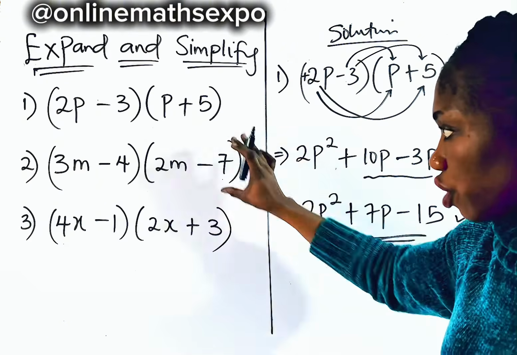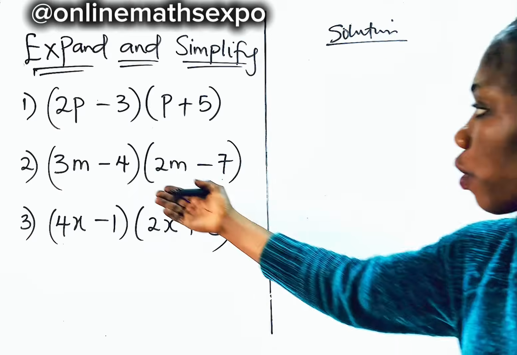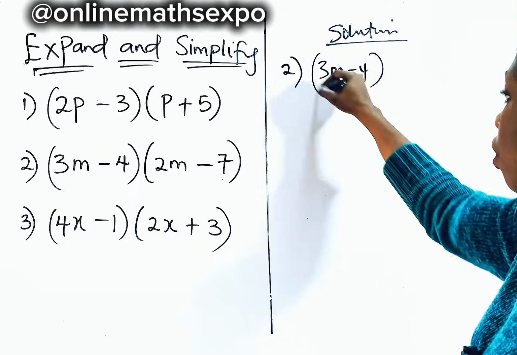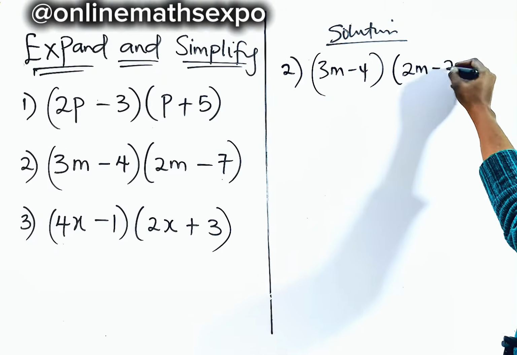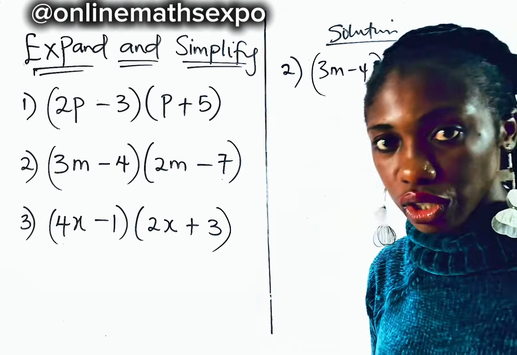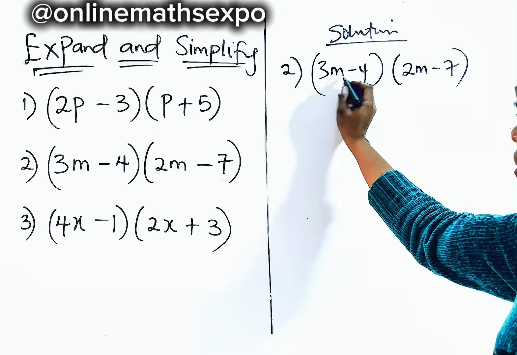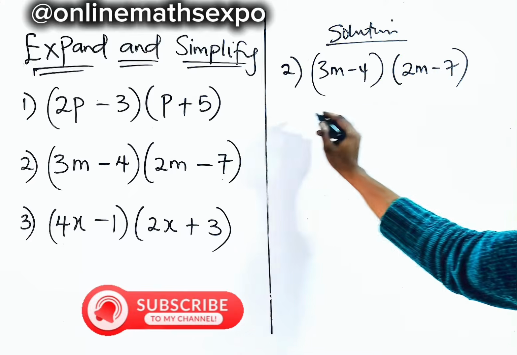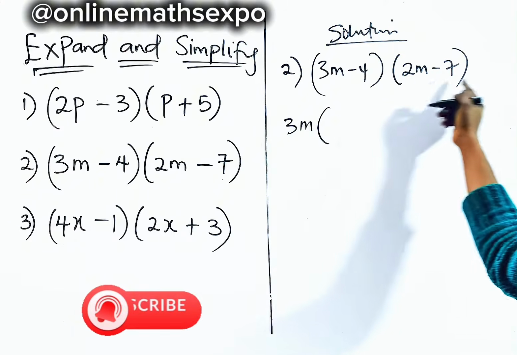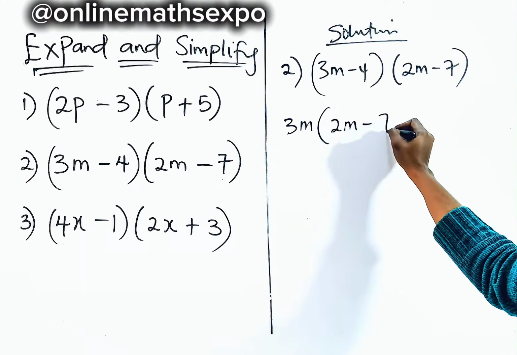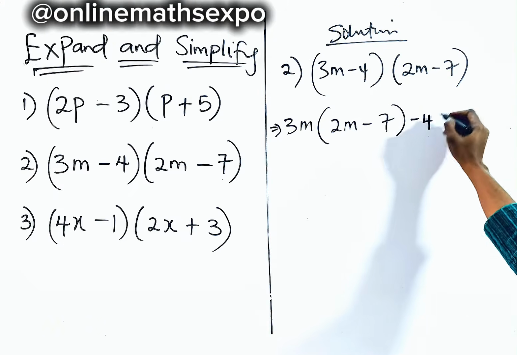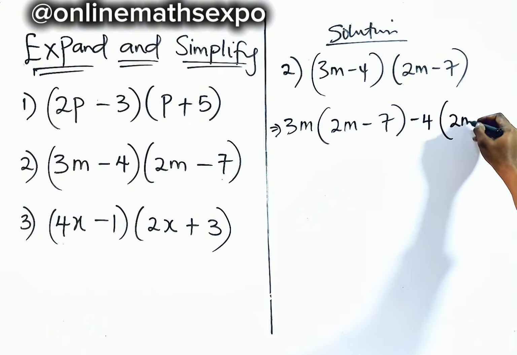Now let's quickly do the second question. For question 2, we have 3m minus 4 into 2m minus 7. I'm going to show you another way you can do it. Remember, you're using the first value here to multiply these two. So it is 3m multiplying 2m minus 7. That's what it means. Then you are using negative 4 to multiply 2m minus 7. Did you see what that means?